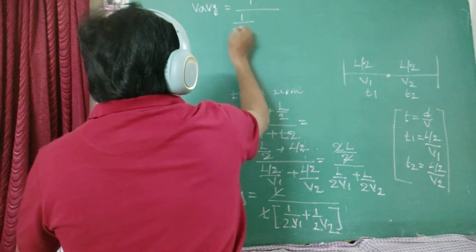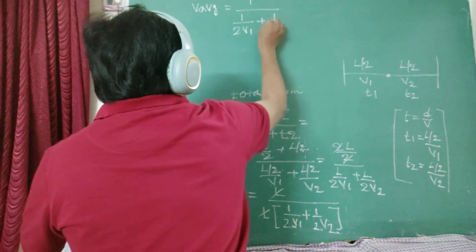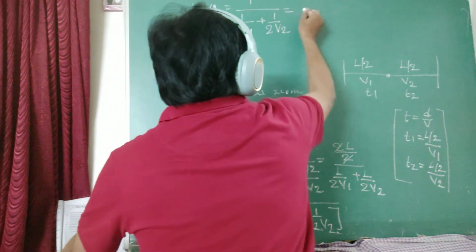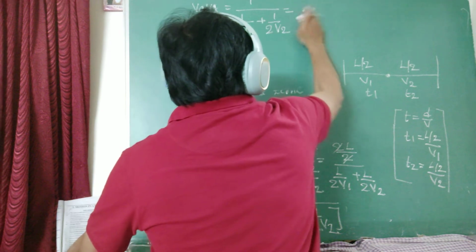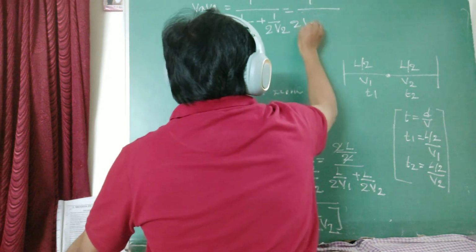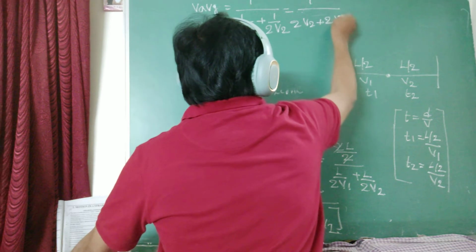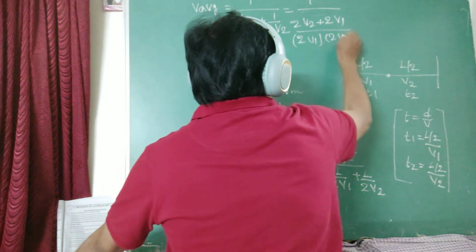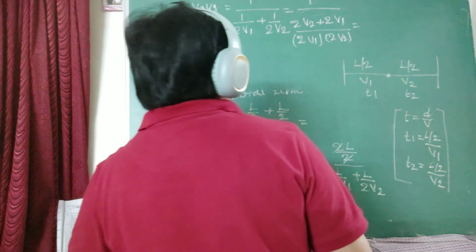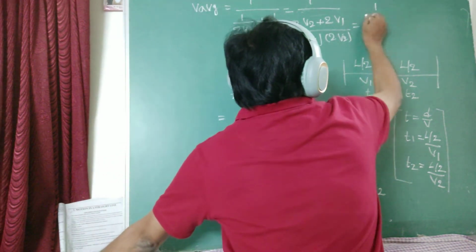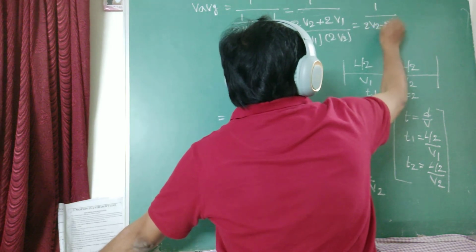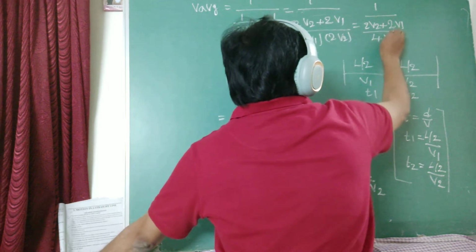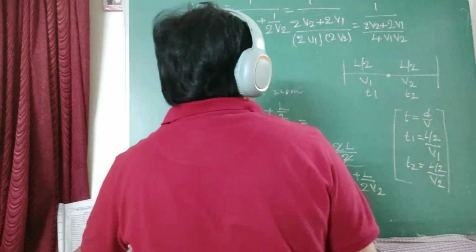1 by 2V1 plus 1 by 2V2. Take the LCM and move to the numerator. First I am doing it like this: 2V2 plus 2V1 divided by 2V1 into 2V2, because it is easy to write the steps clearly. Then 1 by 2V2 plus 2V1 over 4V1V2. 4V1 and V2.